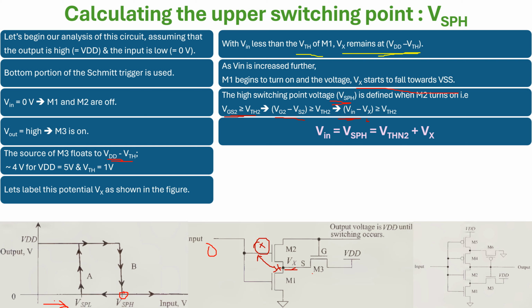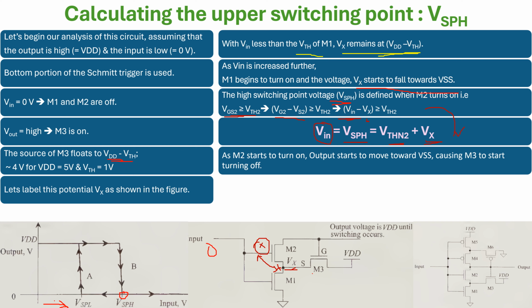Okay, and now we define this inequality equation here. So it means for Vin, which I call VSPH, the switching point, when Vin is equal to Vx plus the threshold of this M2, that's where the output transitions from high to low, and I call this the switching point. So now M2 starts to turn on. Since both M2 and M1 are turned on, the output starts to move towards VSS.